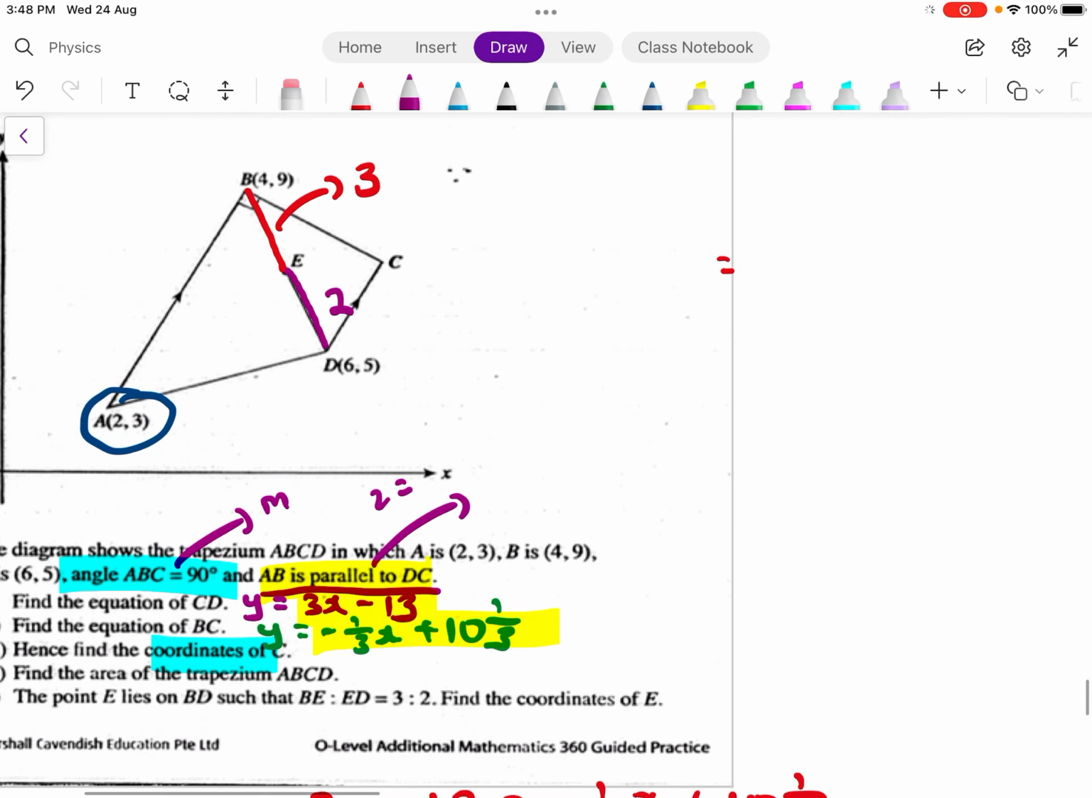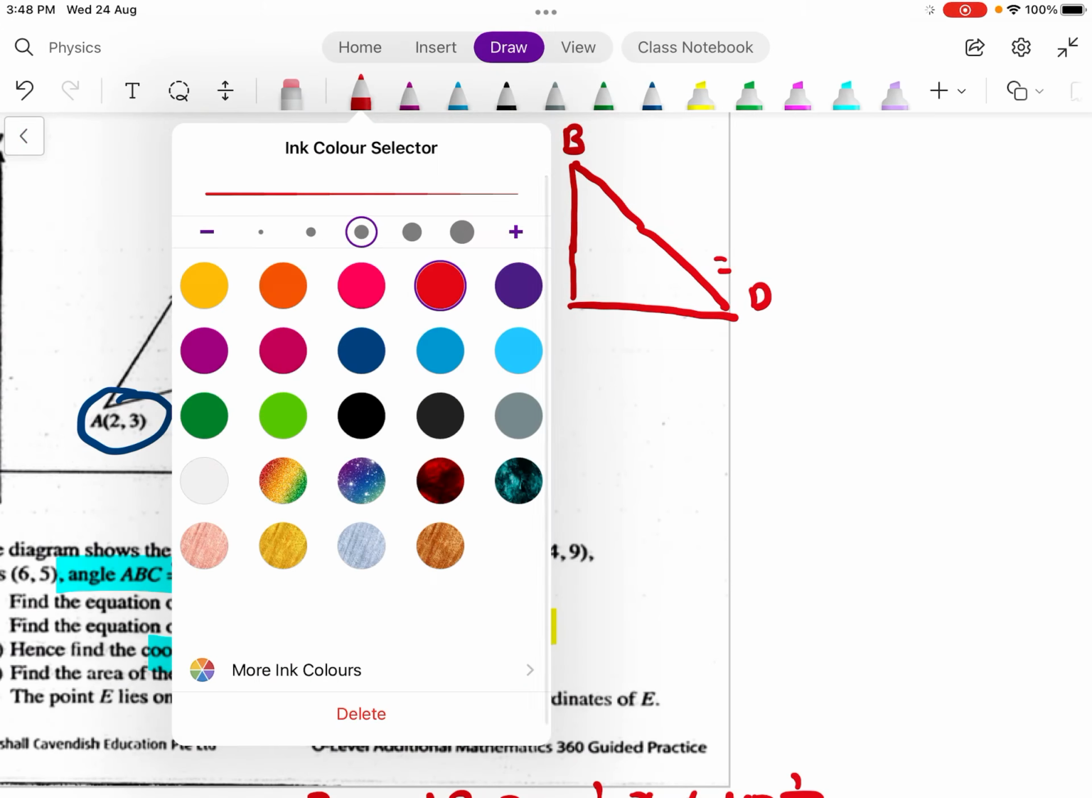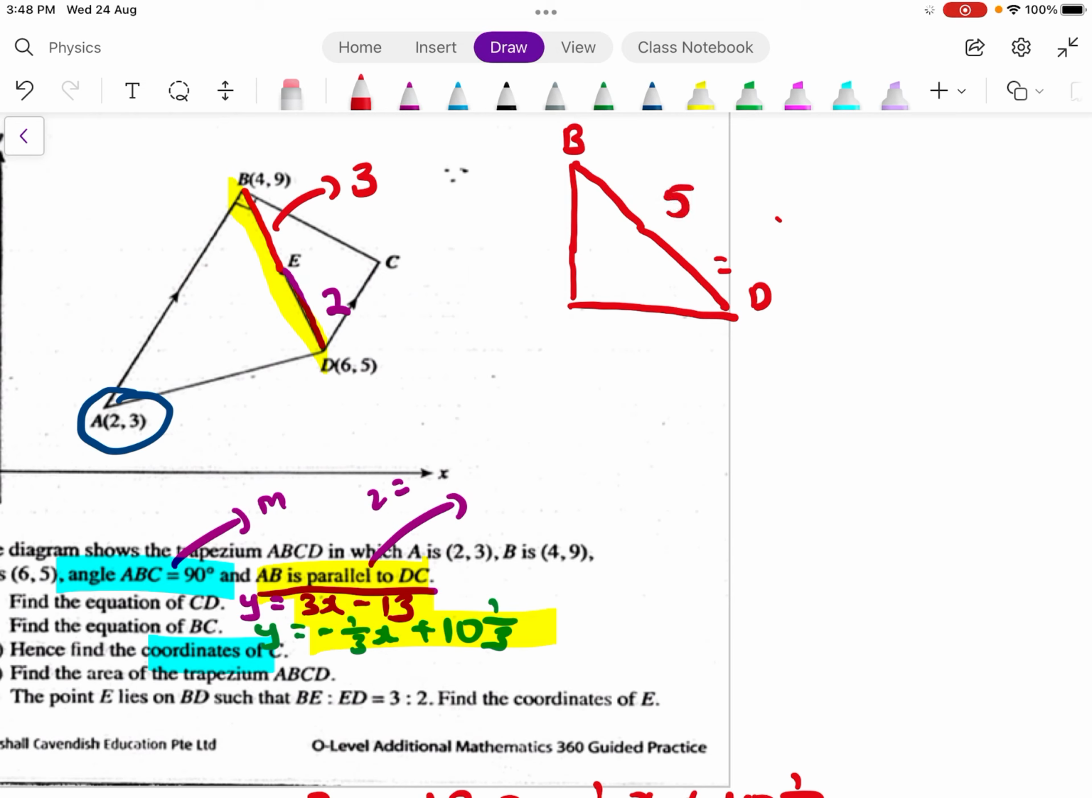First things first, always look out for the big triangle. So what is the big triangle? The big triangle is BD. Let me just draw it down. So B and D, I draw this triangle. If I calculate the total units here, it's 3 plus 2, which is 5 units.